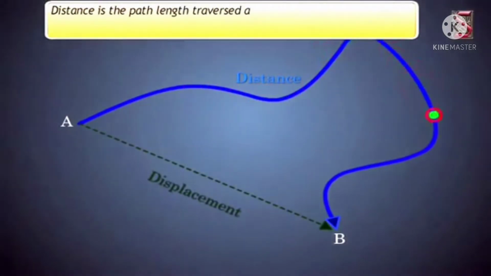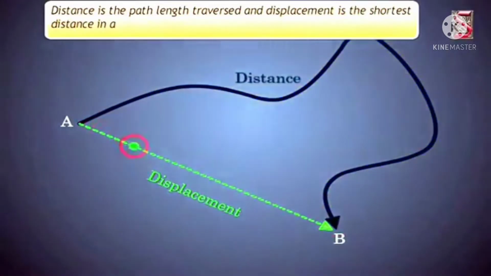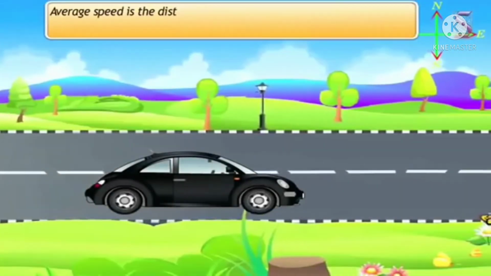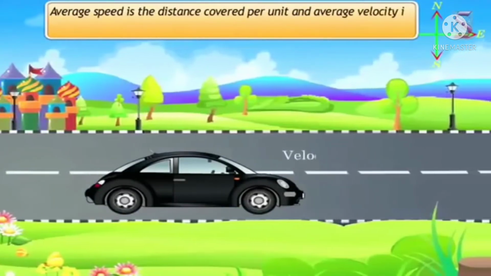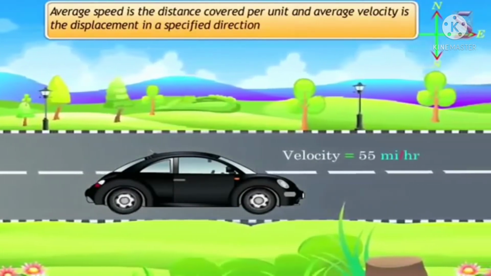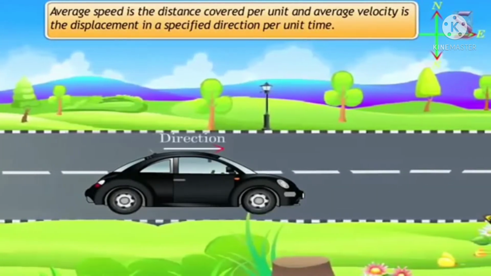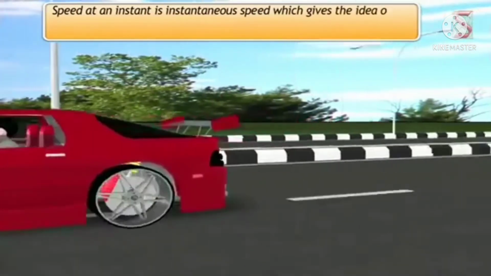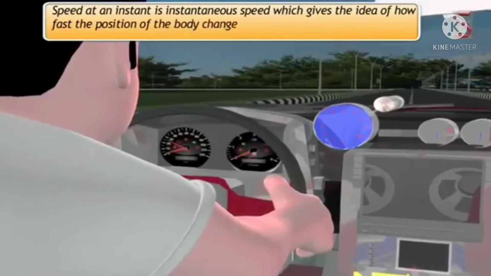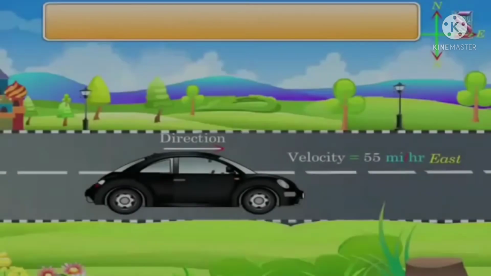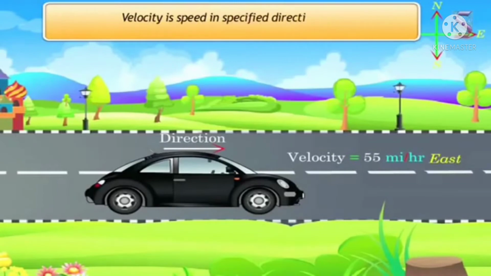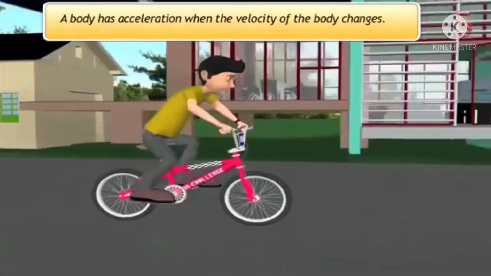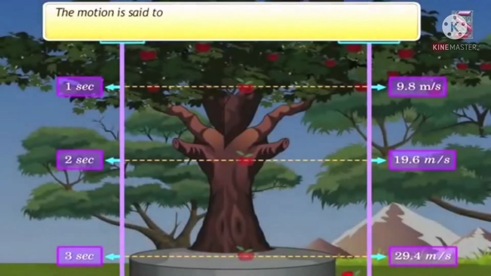So distance is the path or length traversed. Displacement is the shortest distance in a specified direction. What is average speed? Average speed is the distance covered per unit time, and average velocity is the displacement in a specified direction per unit time. Speed at an instant is the instantaneous speed, which gives the idea of how fast the position of a body changes. Velocity is speed in a specified direction. A body has acceleration when the velocity changes.